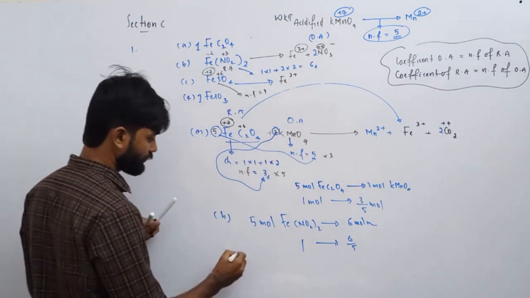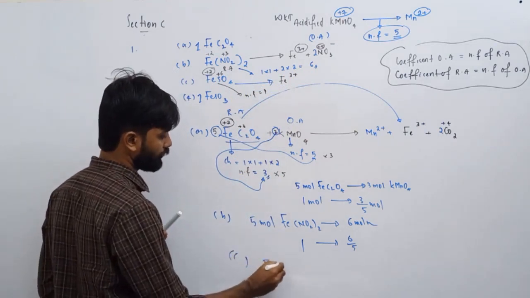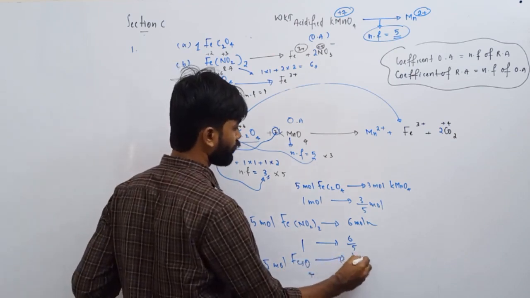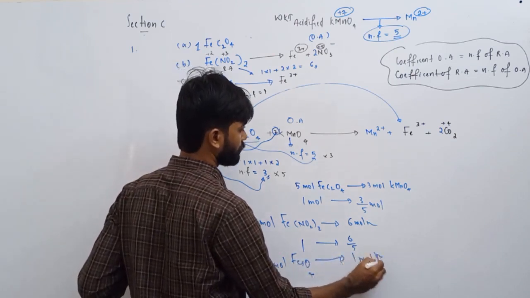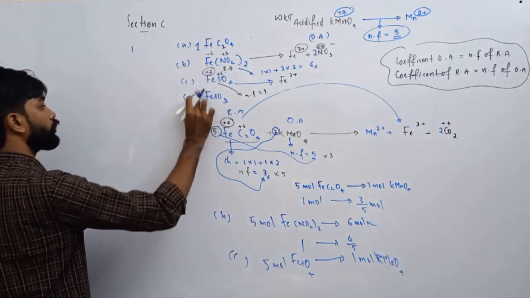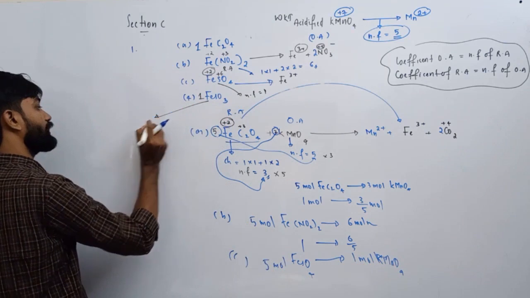Which means that 5 moles of ferrous sulfate require 1 mole of KMnO4. So this may be the answer. Let's check the fourth case also. Ferrous sulfite is the case.